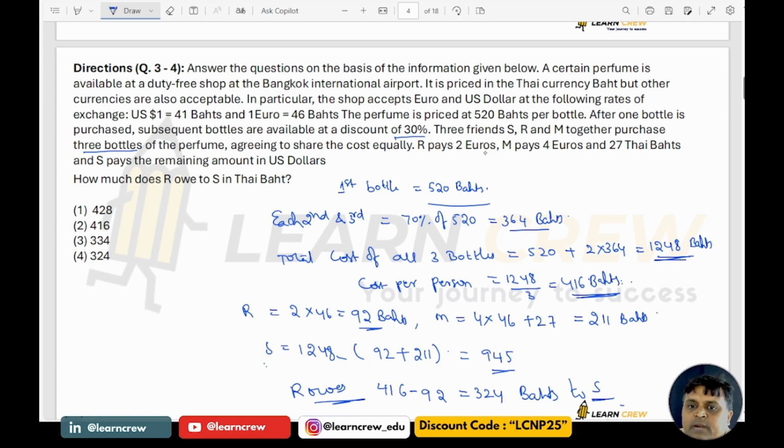But it is given that R pays 2 euros, and 1 euro is equal to 46 Thai bahts. So here R is paying 92. Out of the 416 which he has to pay, he is paying only 92. So here who is paying more? S is paying 945. So R has to owe how much to S? Out of 416, the remaining is paid by S instead of R. R is paying only 92, so he is bearing the remaining. So 416 minus 92, which is 324 bahts, R owes to S.